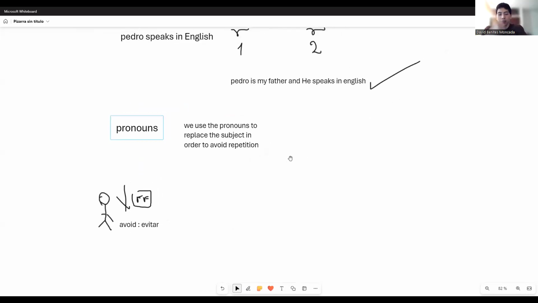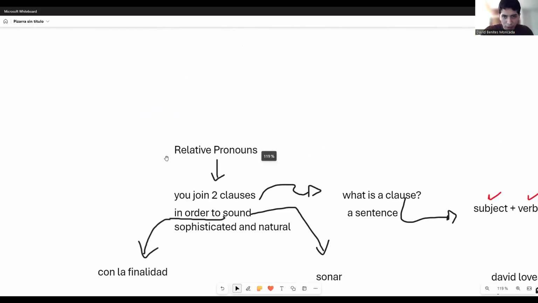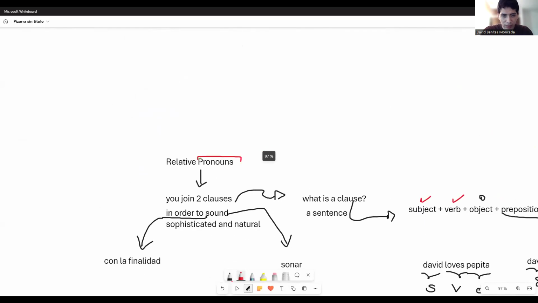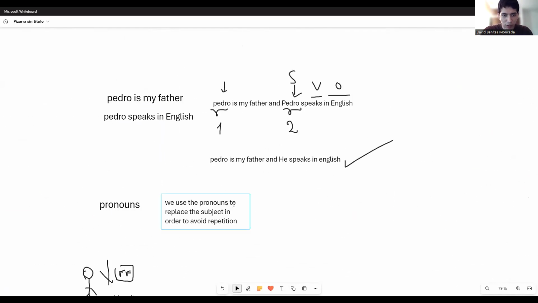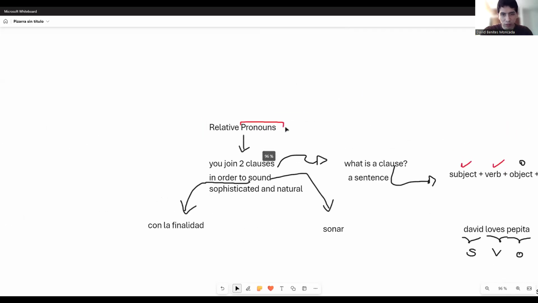You see? Focus on this part. How do we call this? What is his name? Relative pronouns. So relative pronouns, they are like pronouns, right? Because we use pronouns to replace the subject in order to avoid repetition. So we also have pronouns here.